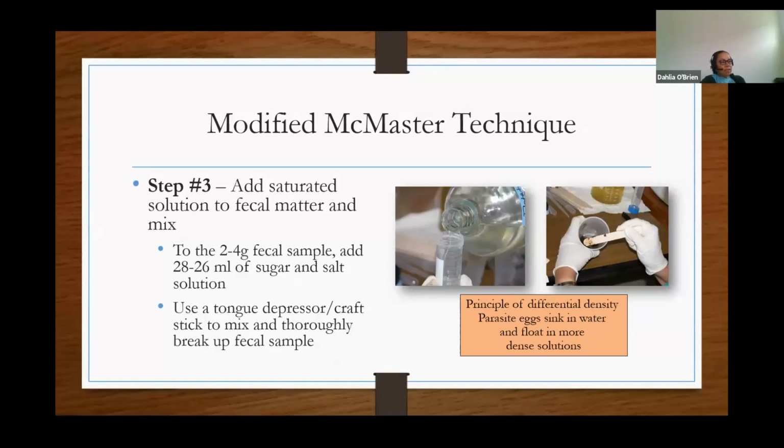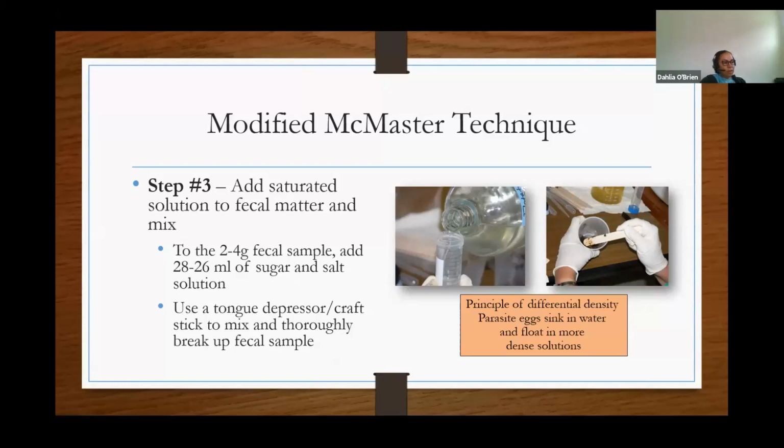Step 3 would be adding the saturated solution to fecal matter. So you'd mix those two together, the fecal matter and the saturated solution. This is best achieved by using a craft stick or a tongue depressor, and you can also use a spoon, but you want to mix it as well as possible. You want it to be a consistent, nice slurry.